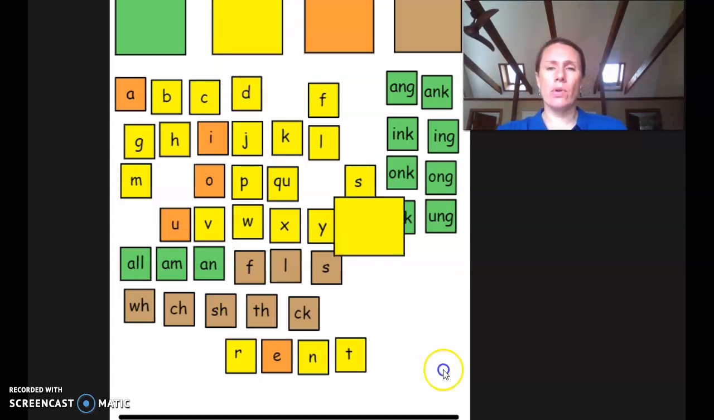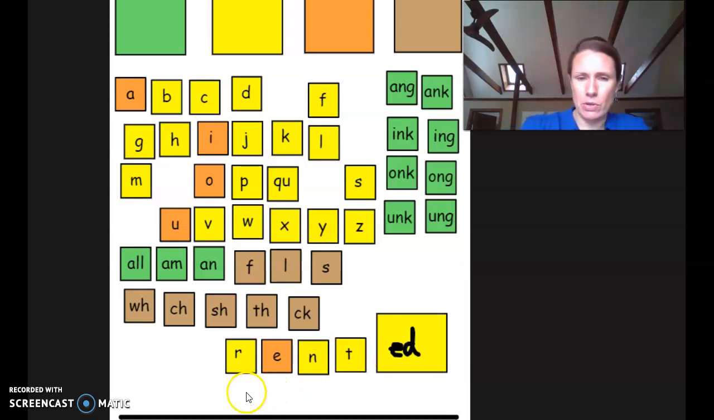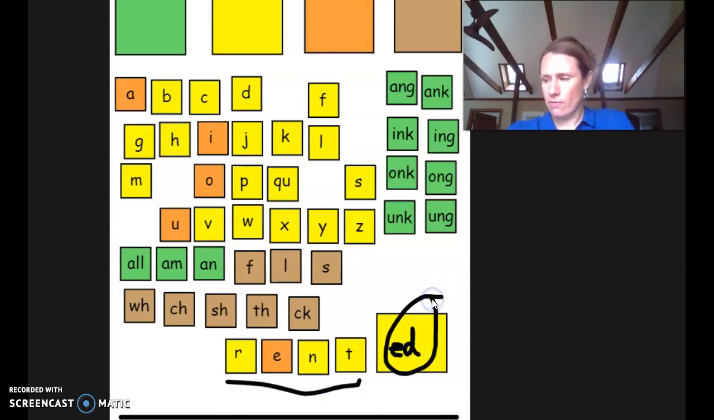Okay, now I'm going to add my suffix ed to the end, and I'll even write ed on it so that you can visualize it. In this word, the ed actually sounds like id. Sometimes it sounds like ed, and sometimes it sounds like id. This word says rented. For example, I rented a house on the beach for vacation. Rented. Good. Now to mark this, we would underline the base word, circle the suffix. Rented.